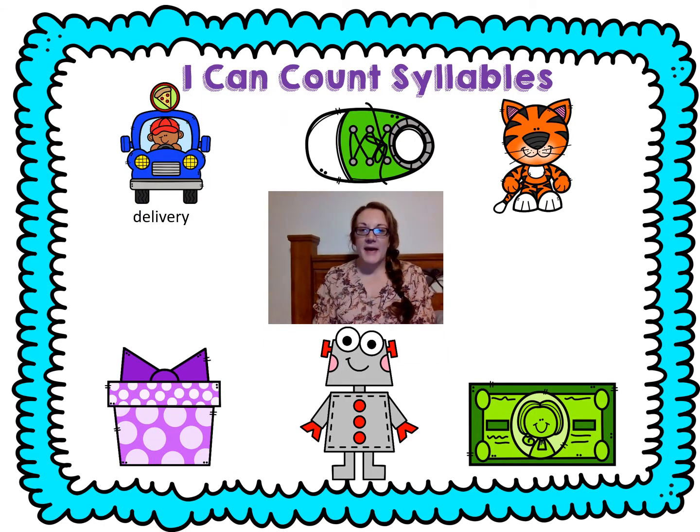Now let's clap out the syllables that we hear in the words. Ready? Delivery. Clap it. Delivery. Four. Shoe. Ready? Shoe. One. Tiger. Tiger. Two. Present. Present. Two. Robot. Robot. Two. Dollar. Dollar. Two.